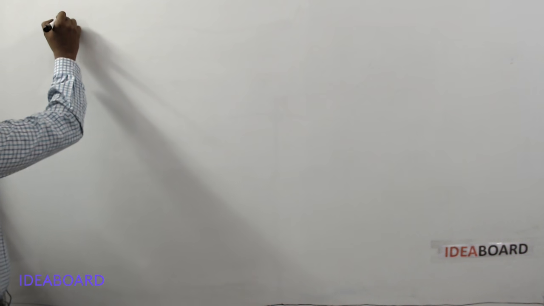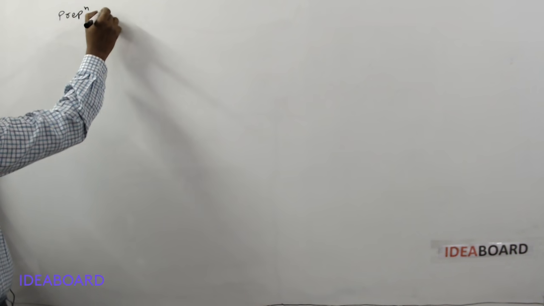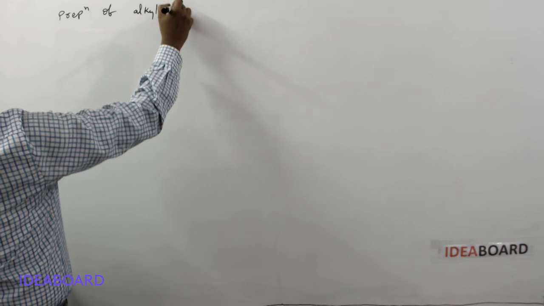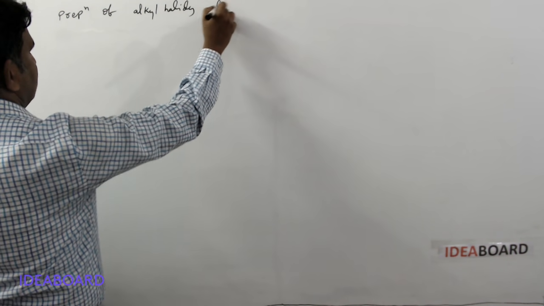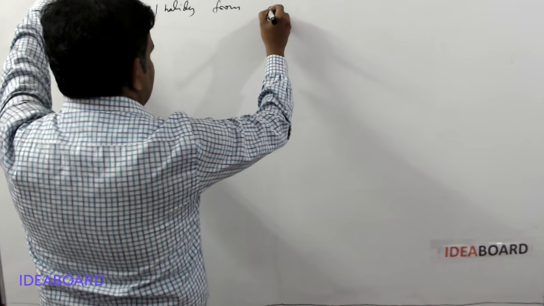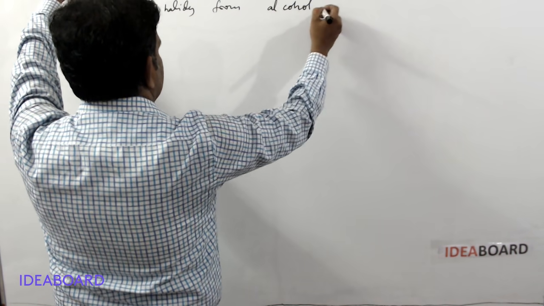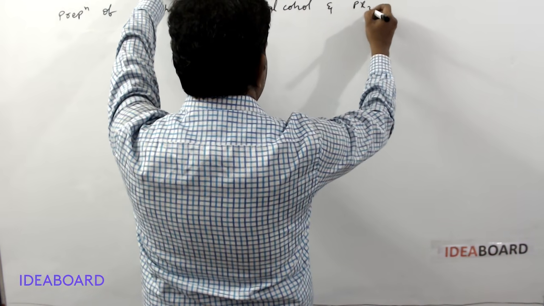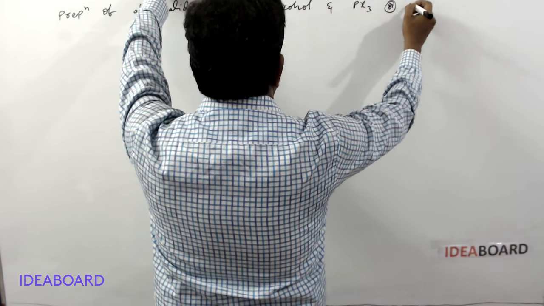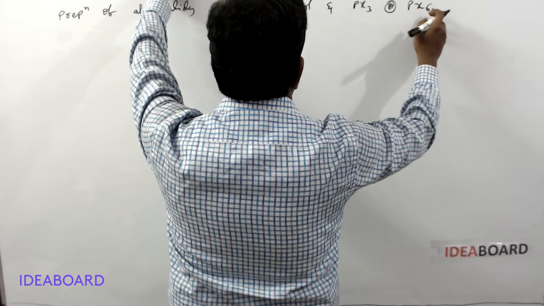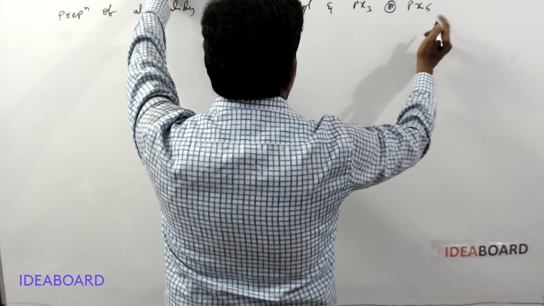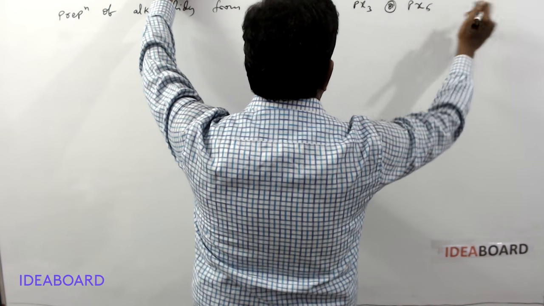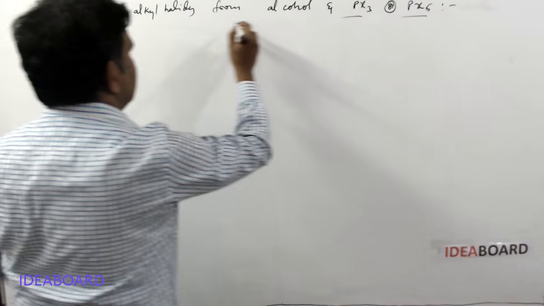Next, preparation of alkyl halides from alcohol and phosphorus halides. Here alcohol reacts with PX3 or PX5, and also SOCl2. This SOCl2 I will take up separately because it is an important reaction.